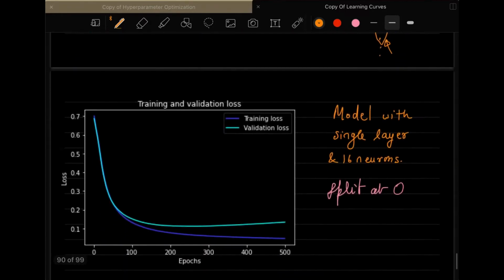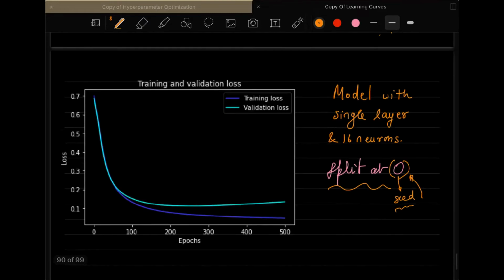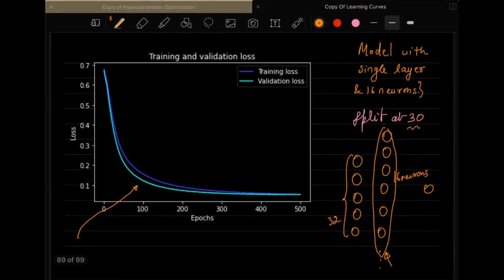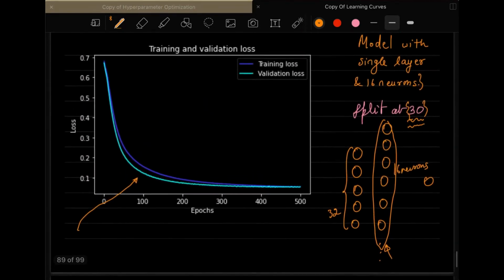But now I have again split it at 0. This seed I have taken as 0, but in the other case the seeding is done as 30. So I have 30 here and 0 in this case. Now again you can see that at the 30 split, the training and the validation loss are coming out very properly in terms of what we have understood in theory. Whatever we have done theoretically, it's matching that.